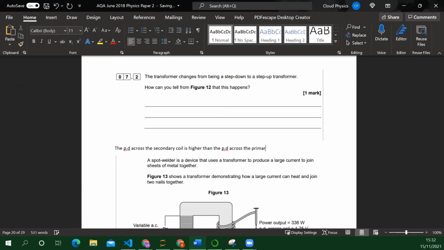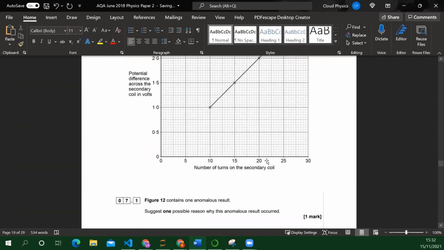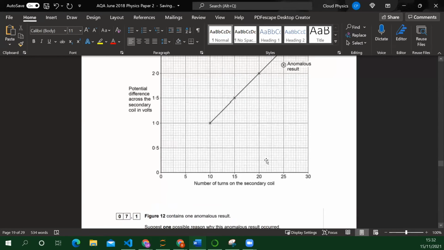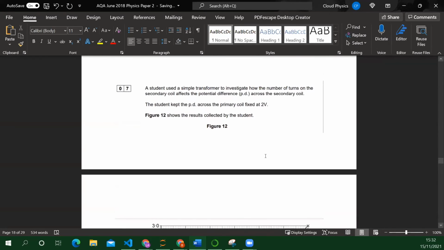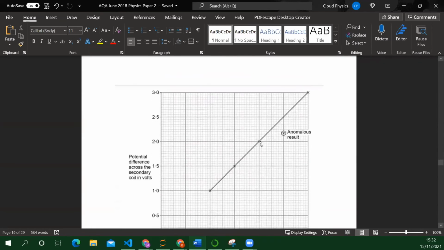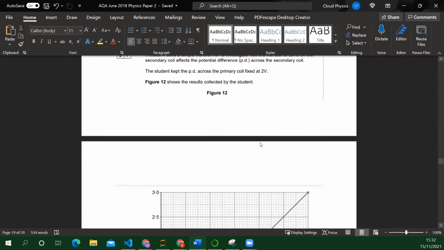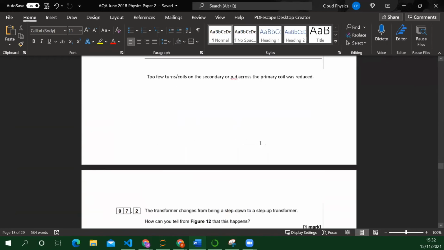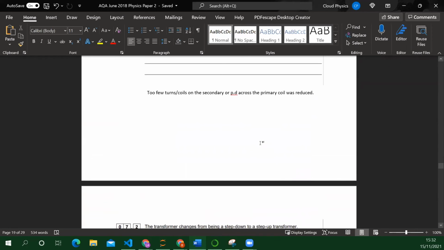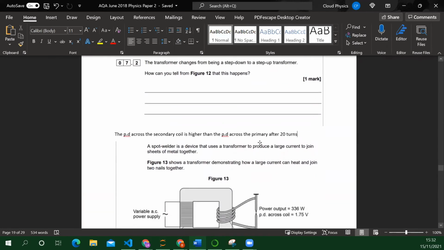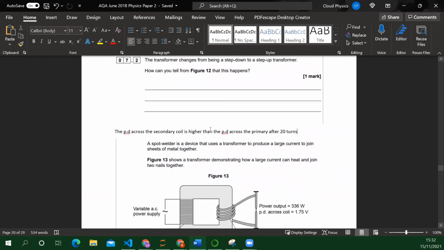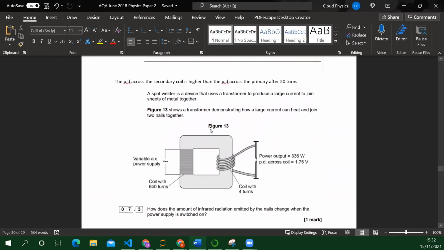Yeah, it's quite a tricky one, sorry. After 20 turns. Number of turns secondary. Yeah, we've got to go back to here. It says the student kept the primary coil fixed at 2 volts. So it goes there. You have to read that bit. It doesn't look like it's relevant. This is how it's spaced out in the exam, but it's because it goes above the point. It goes above 2 volts. It becomes a step-up transformer.